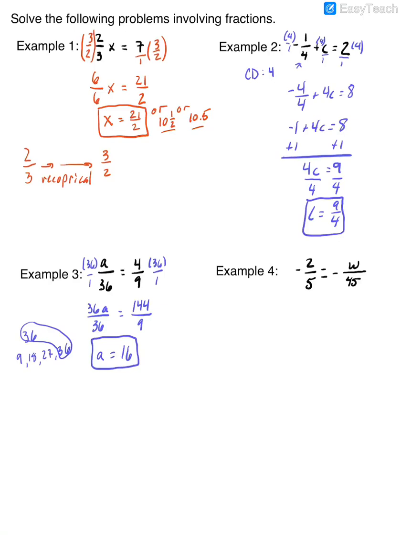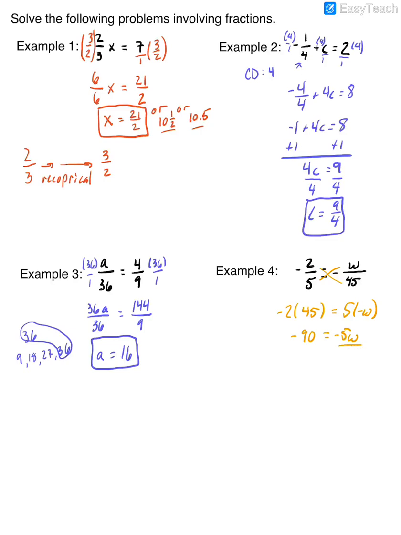Okay? And now another one, and I can show you this too, but I'm sure you're going to know how to do this one. Anytime you have two fractions that are equal to each other, you can use cross multiplication, and that works. So here I can multiply negative w and 5 and negative 2 and 45. So that gets me negative 2 times 45, 5 times negative w. So it gets me negative 90 equals negative 5w.